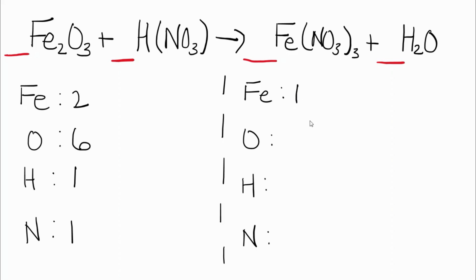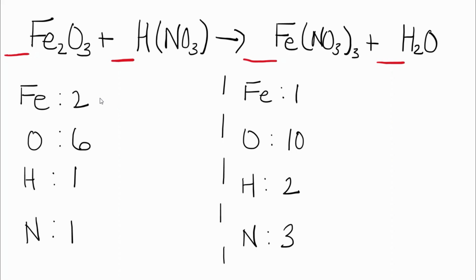So here we have 1 iron, we have 3 nitrates, right? And then there are 3 oxygens per nitrate, so that's 9. And then we have 1 from the water itself, so that's going to be a total of 10. We have no hydrogens in the iron nitrate, but we have 2 hydrogens in water. And now we have 3 nitrates and 1 nitrogen in each nitrate, which is going to total to 3. So immediately, again, we can see that the number of all of the elements are different on both sides of the equation, so this equation isn't balanced.